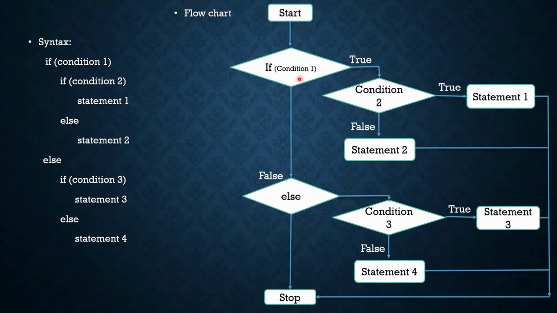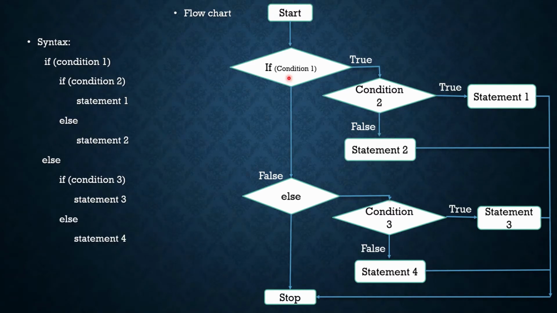If my condition 1 is true, then it moves to condition 2. If this condition 2 is true, then it executes statement 1. If this condition 2 is false, then it executes statement 2. Now if condition 1 is false, it directly moves to the else block and checks condition 3. If this condition 3 is true, it executes statement 3. If this condition 3 is false, it executes statement 4.